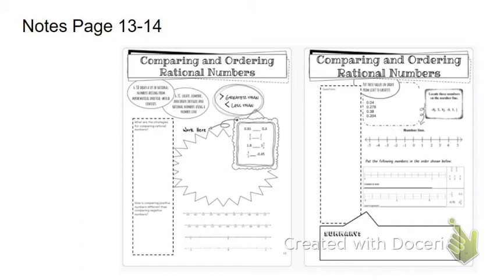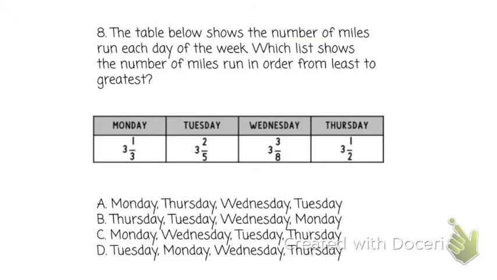All right, the next problem here is comparing and ordering rational numbers. You can find this on page 13 and 14 in your math notebook. This table shows the number of miles run each day of the week. Which list has them in order from least to greatest? Okay, well, first thing is I can rule out 2 answer choices. Because if I look at each of these and I say, let's use reasonableness to see what's less than or greater than 1/2. Well, 1/3 is less than 1/2. 2/5 is less than 1/2. 3/8 is less than 1/2. But 1/2, that's 1/2. That means that's got to be the biggest number there. So if I'm looking for least to greatest, my last number is the greatest one, which is Thursday.